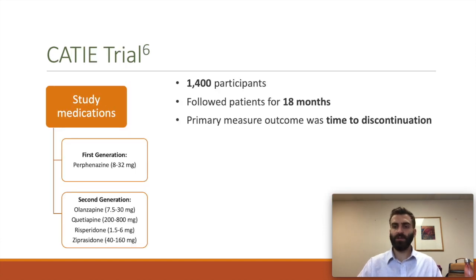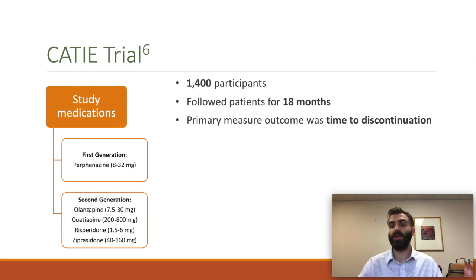Next is the CATIE trial. This is a famous New England Journal of Medicine trial from 2005. 1,400 participants. What really made it stand out is that they followed patients for 18 months. A general FDA approval trial for a medication that the drug company supplies for schizophrenia is 4 to 8 weeks, so just 1 or 2 months. So this really goes into the prolonged course of schizophrenia, which is the reality that patients face. They face this long-term illness. So I think it's best to study long-term, and it makes a lot of sense there.